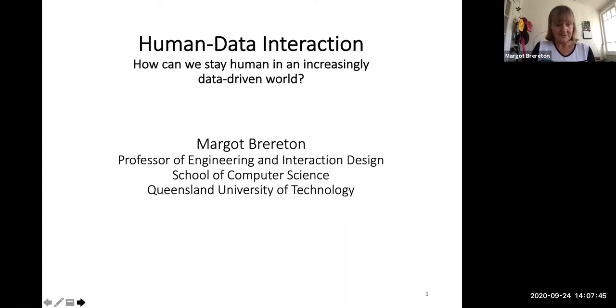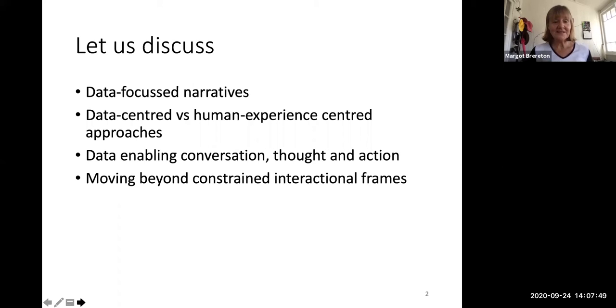So what I want today to discuss is data-focused narratives, data-centered versus human experience-centered approaches, how we can then move to perhaps data enabling conversation, thought and action. And I will argue that data often presents a very partial and narrow view and a constrained interactional frame. So I want to look at how we can move beyond constrained interactional frames. I'm going to start with a fairly old study, but a very nicely researched study about maternal mortality in Andhra Pradesh.